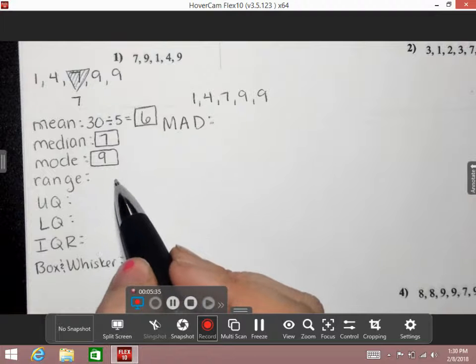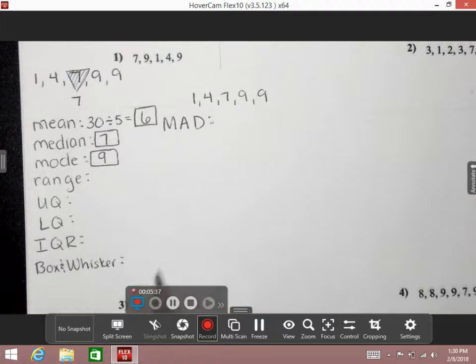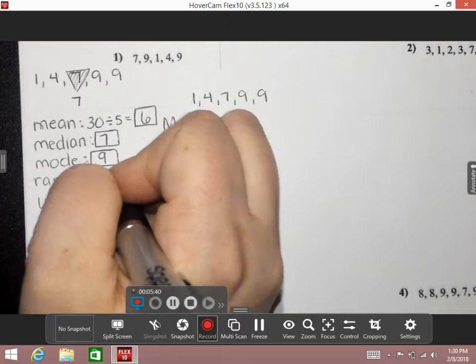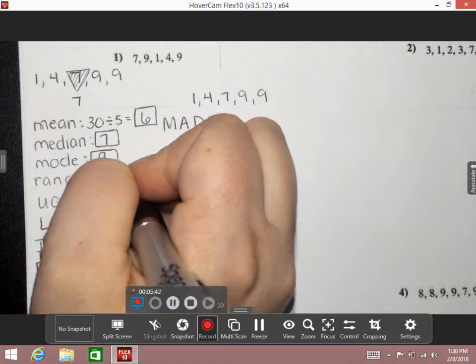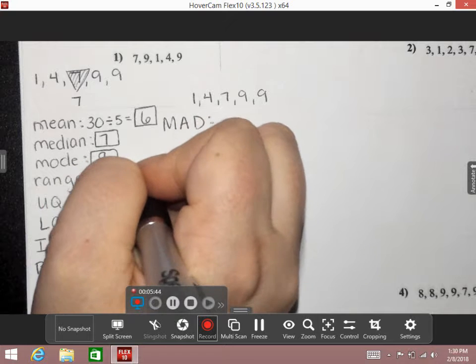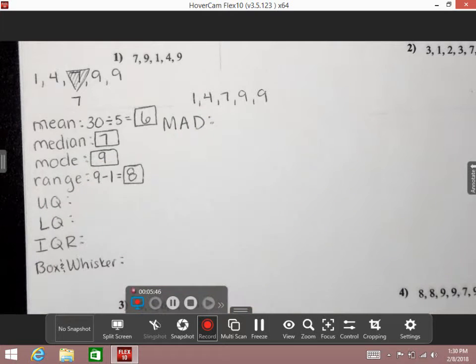All right, Brian, how do I find the range? Do 9 minus 1 and you get 8. 9 minus 1, because it's the biggest minus the smallest, and Brian said we get 8. All right, excellent job.